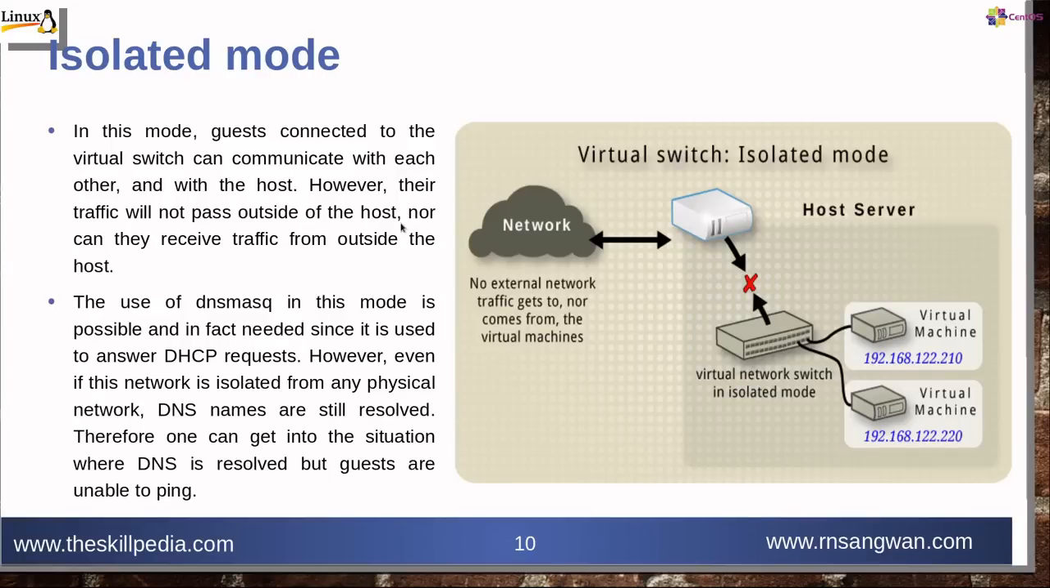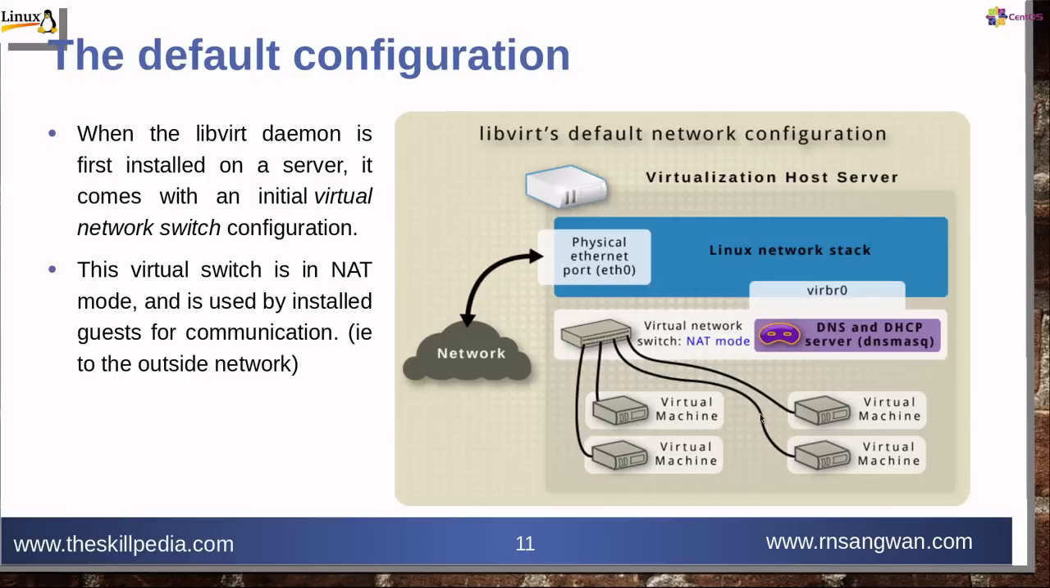A typical scenario will be when you are configuring a cluster, a demilitarized zone, or an isolated network. This is the perfect use case. The use of dnsmasq in this mode is possible, and in fact it is needed, since it is used to answer DHCP requests by the virtual machines. However, even if this network is isolated from any physical network, DNS names are still resolved, which means you may get into a situation where DNS names are resolved but guests are unable to ping. That is the isolated mode of the virtual switch.